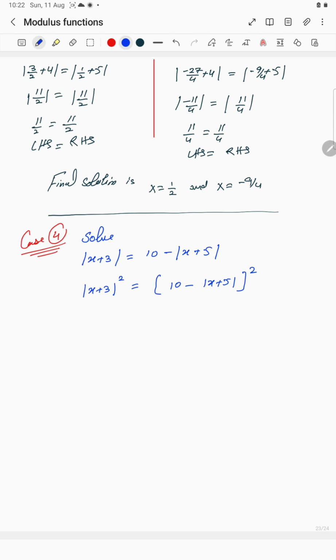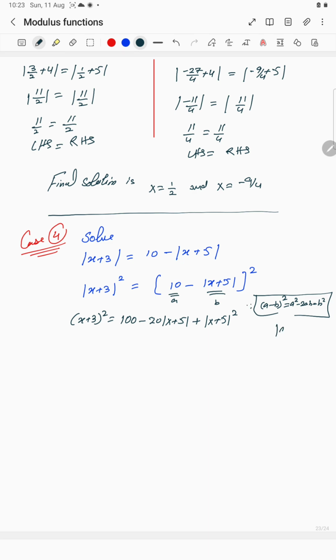Mod square. So here it will be (x + 3) squared, and here the identity (a − b) whole square. (a − b) whole square, we know that is a squared minus 2ab plus b squared, right? We can apply this identity to solve it. So a squared means 10 squared, 100, minus 2 times 10 times ab, plus b squared, |x + 5| squared.